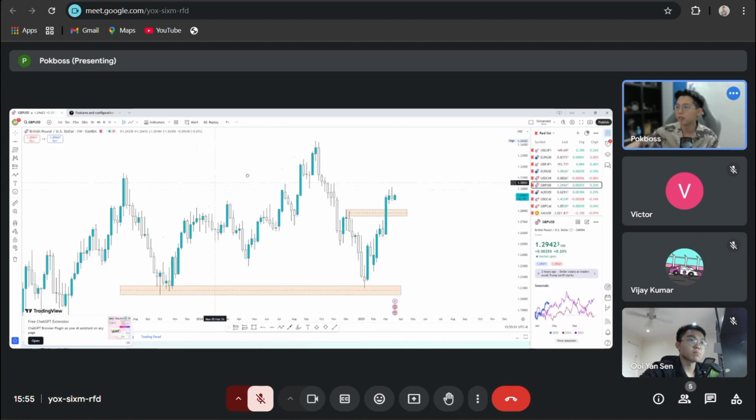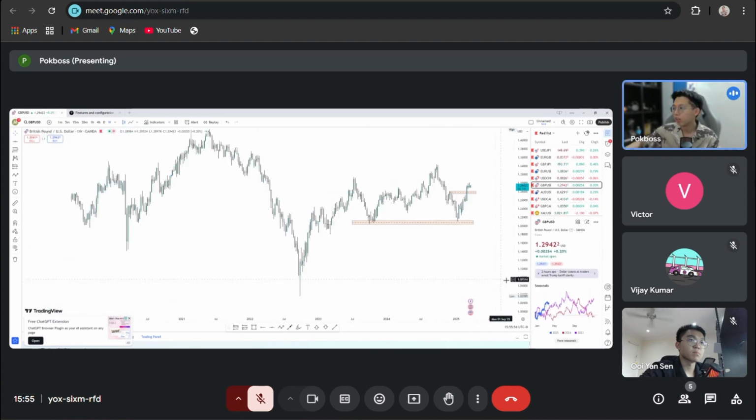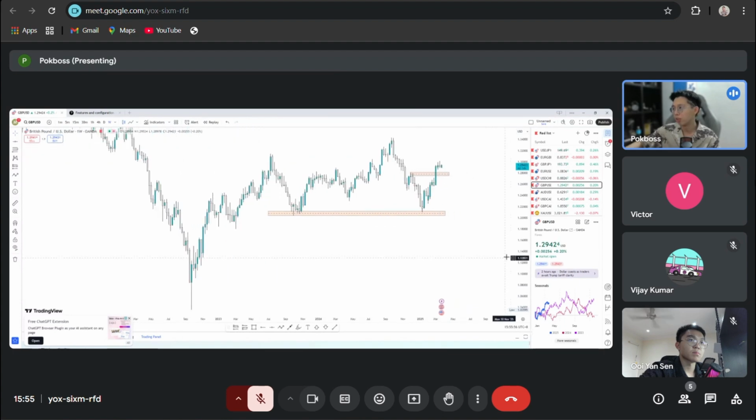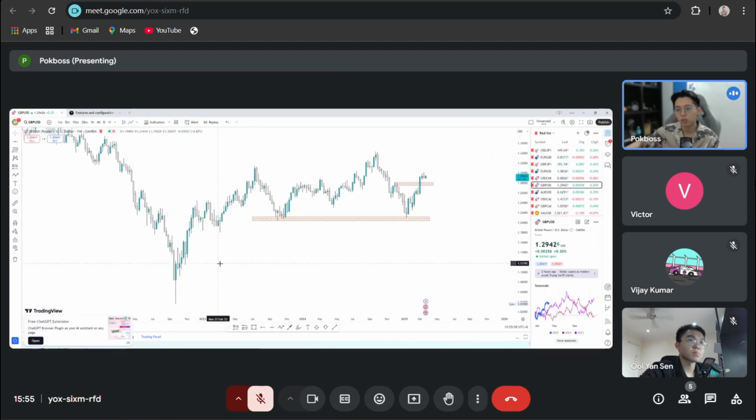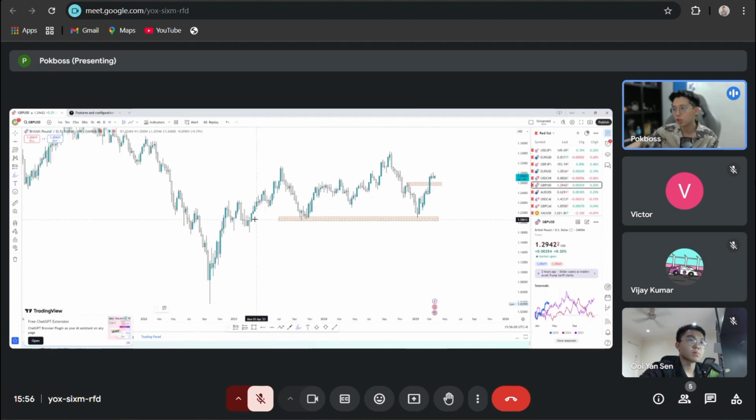Let's see GBP USD. Okay, this analysis I have done a lot of times already, more than 10 times. Don't worry, I'll do it one more time. So currently GBP USD in the weekly time frame is an uptrend market structure.